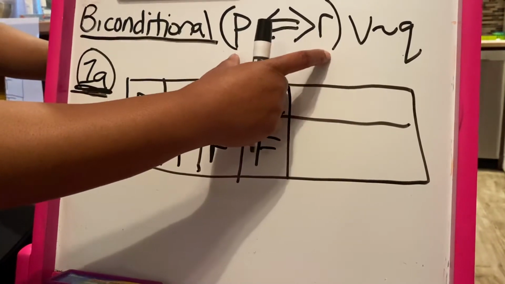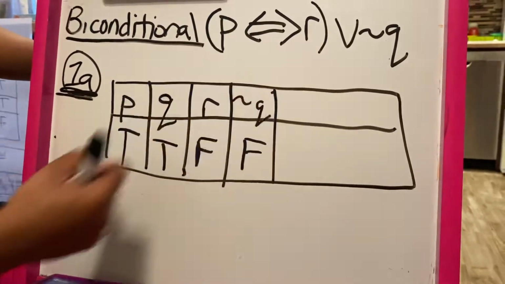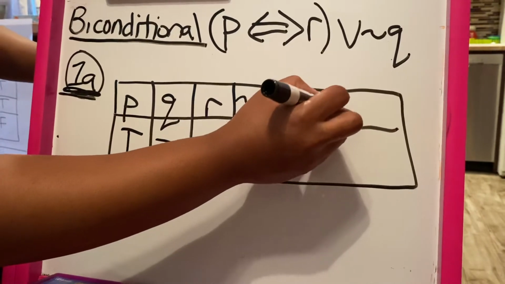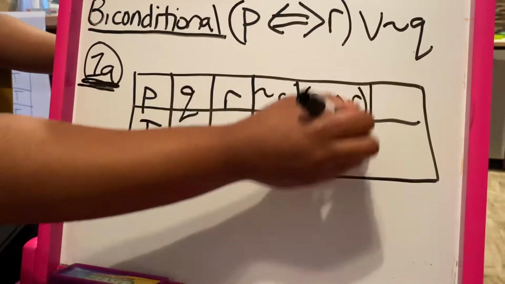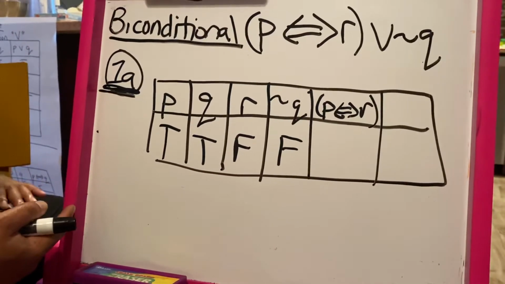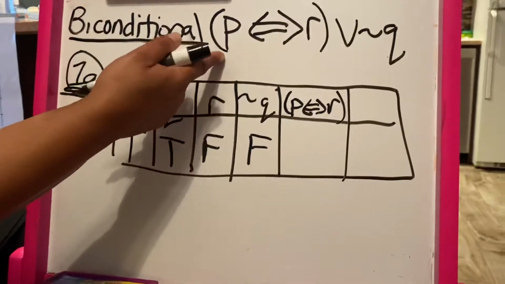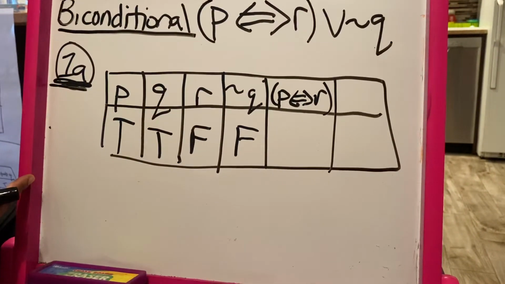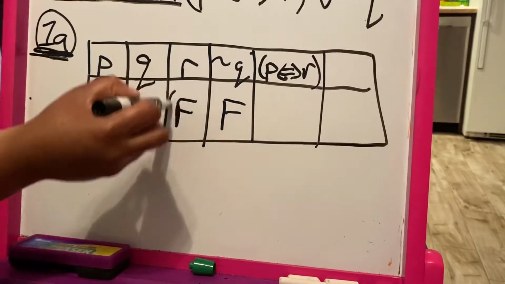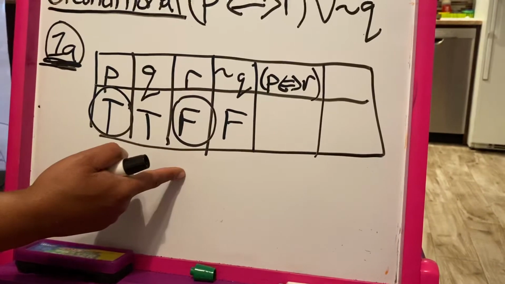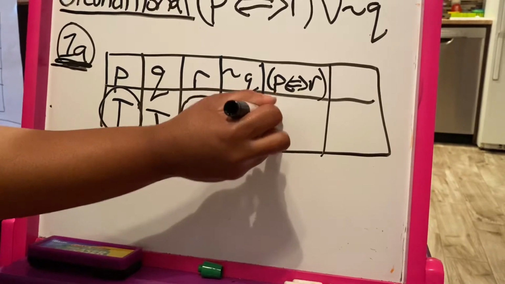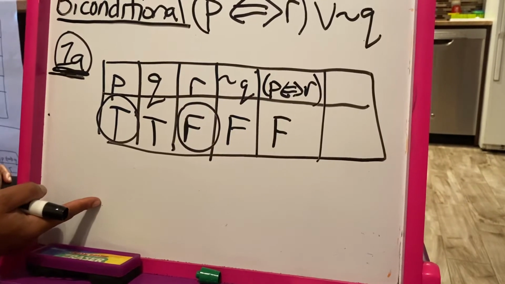Then I'm gonna work with what's inside my parentheses. What's inside my parentheses is the biconditional P biconditional R. I know that the only way a biconditional is true is if they have the same truth value. That means both P and R can either be both true or both false. So let's see. P and R, so P is true and R is false. They do not share the same truth value. Therefore, this is a false biconditional.